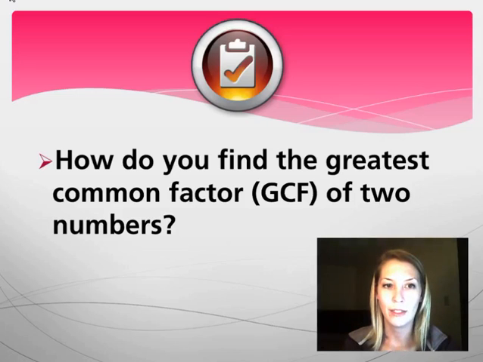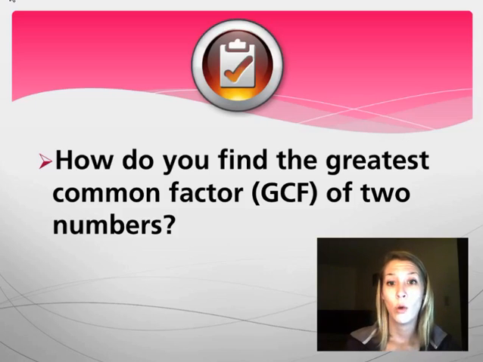Alrighty, let's go back to this question. How do you find the greatest common factor of two numbers? Well, one would say that you would list out all of the factors of those particular numbers and figure out which number is the biggest and in common with both of those values.